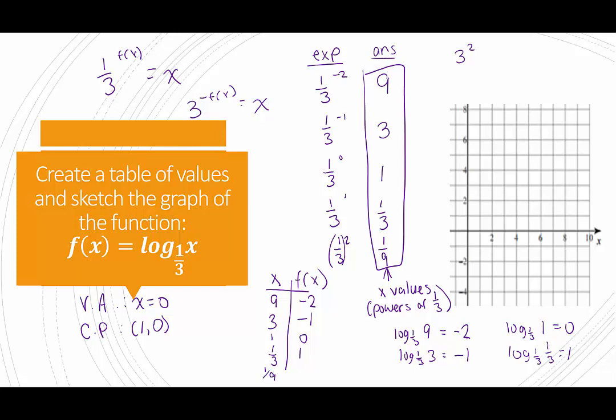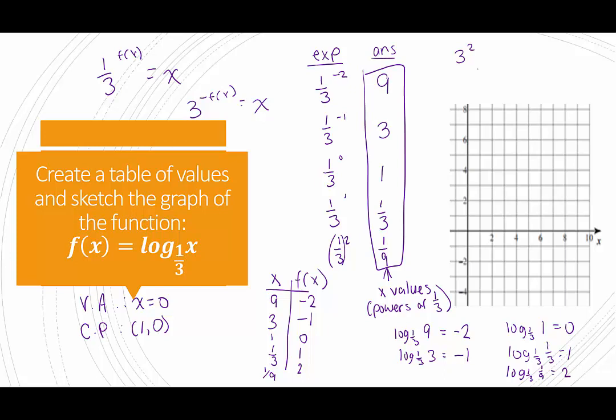And lastly, 1/9 is our last power that we're going to look at. Log base 1/3 of 1/9. So what would I have to raise 1/3 to get to 1/9? That would be 2. So again, this should look like the opposite of an exponential function, because that's exactly what it is. It's an inverse of an exponential function. Now we're ready to graph.